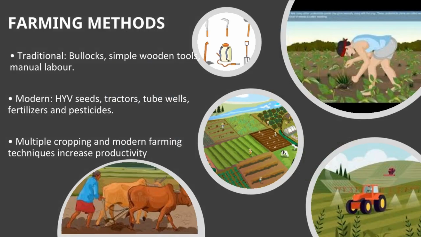Farming methods. Traditional: bullocks, simple wooden tools, manual labor. Modern: HYV seeds, tractors, tube wells, fertilizers and pesticides. Multiple cropping and modern farming techniques increase productivity.